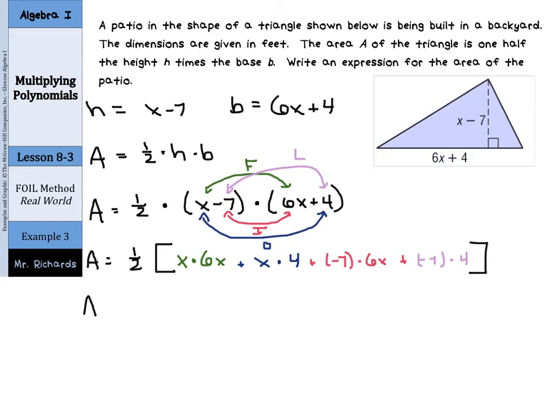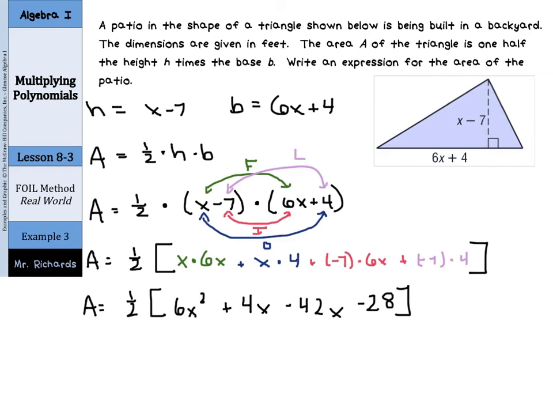And so now area is going to equal 1/2. X times 6x is 6x squared, plus x times 4 is 4x. Negative 7 times 6x is minus 42x. And negative 7 times 4 is a negative 28.